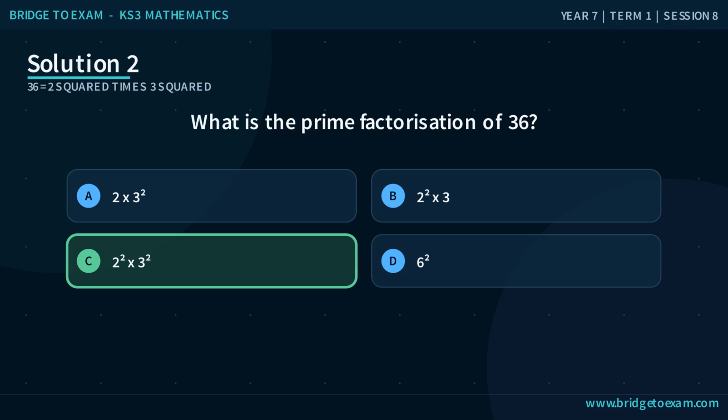Option C is correct. 2 squared times 3 squared. 36 equals 2 times 18, then 2 times 2 times 9, then 2 times 2 times 3 times 3.